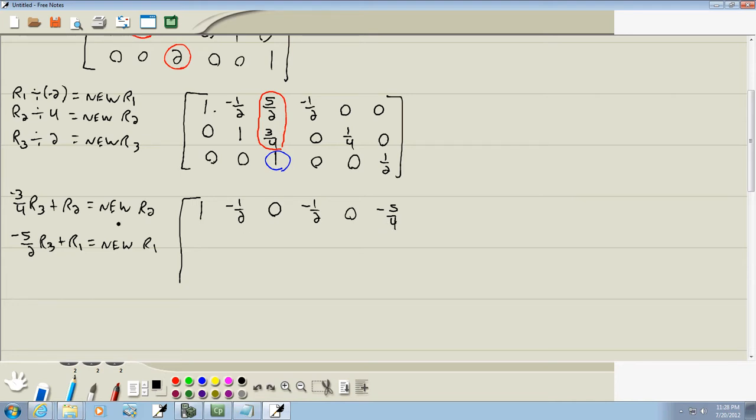Okay, so then row 2. Negative 3/4 times 0 is 0 plus 0 is 0. Negative 3/4 times 0 is 0 plus 1 is 1. Negative 3/4 times 1 is negative 3/4 plus 3/4 is 0. Negative 3/4 times 0 is 0 plus 0 is 0. Negative 3/4 times 0 is 0 plus 1/4 is 1/4. And negative 3/4 times 1/2 gives us negative 3/8. And adding to 0 gives us negative 3/8.